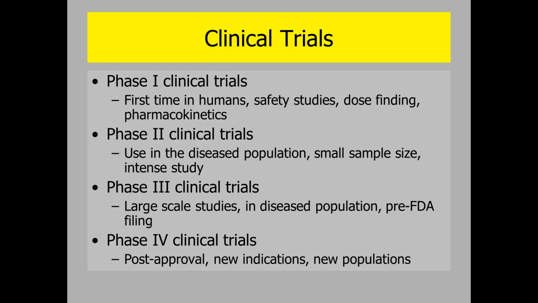So I had mentioned those clinical trials a couple times. In the phase 1 clinical trials, it's the first time that the drug is used in humans. And so it's really more of a safety study and a dose-finding study. And they're studying the pharmacokinetics. So how is the drug processed and broken down in humans? How long does it last?